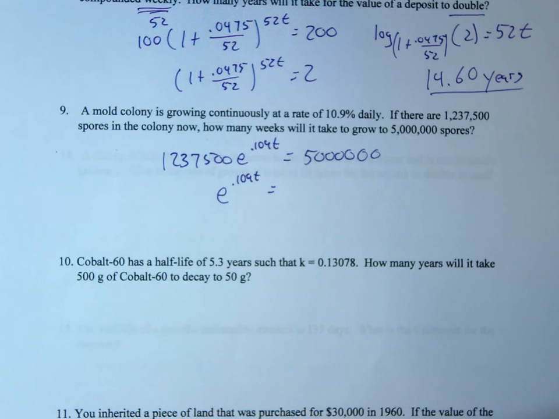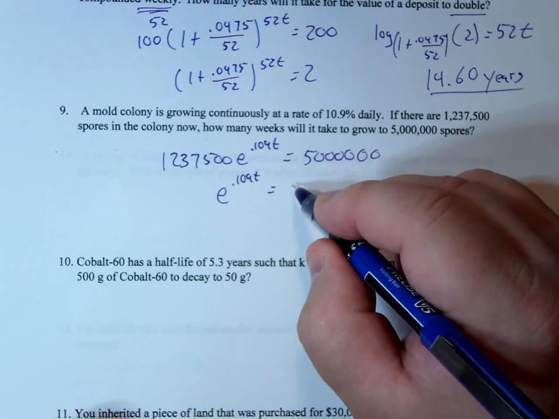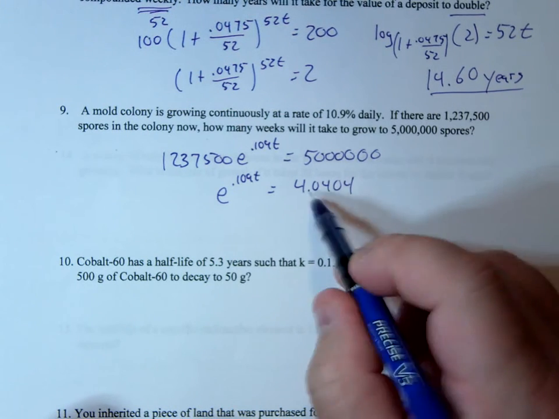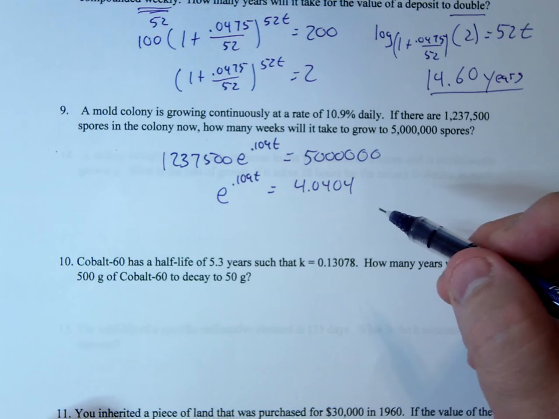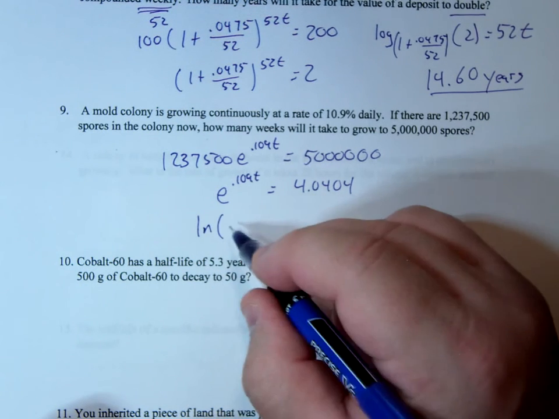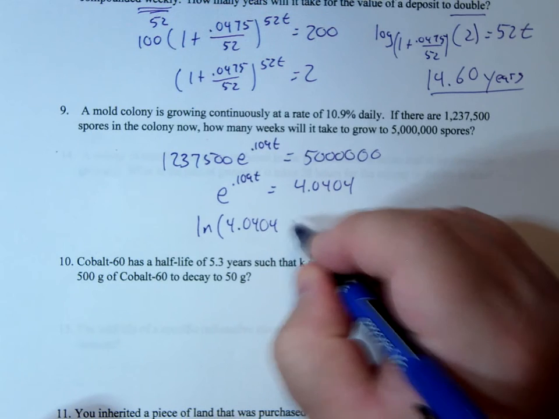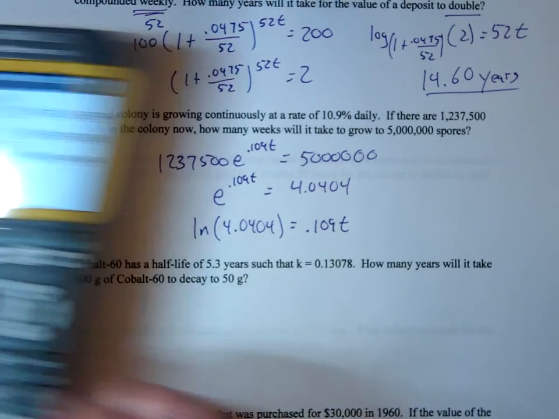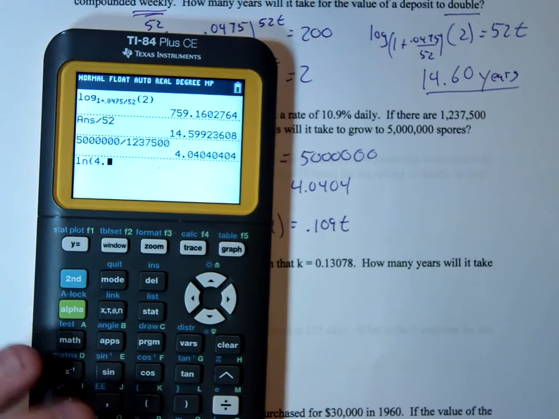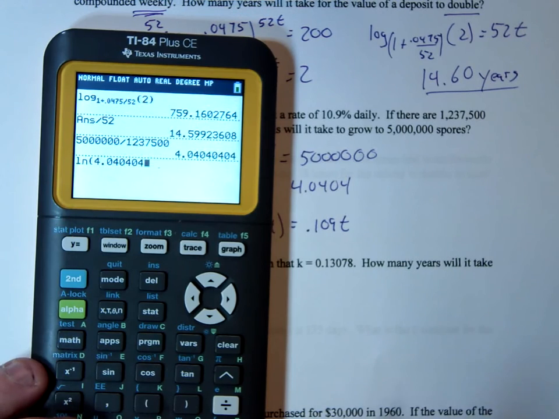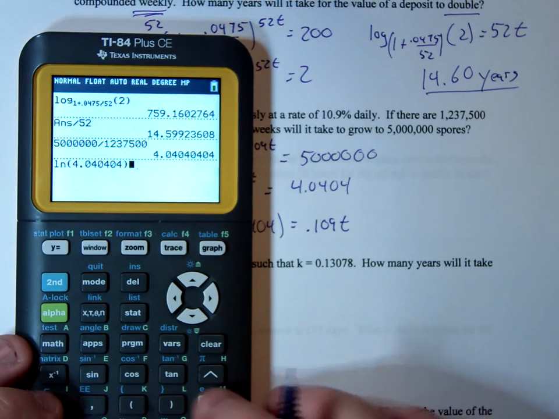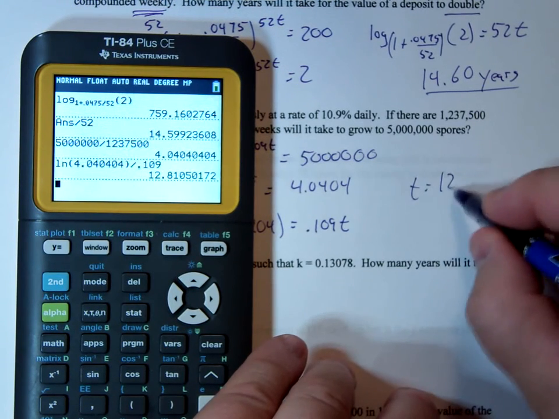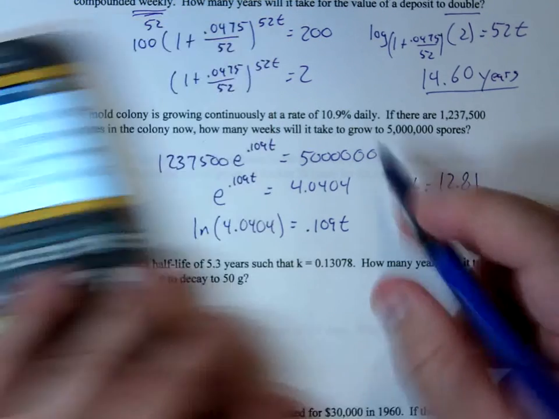That's 4.0404. So I'm not even going to mess with it, but I am going to go out a few decimal places to keep that rounding error. So the natural log of 4.0404 will equal 0.109t. So natural log of 4.040404 divided by 0.109. So that is going to be 12.81, and that's daily, continuous daily.